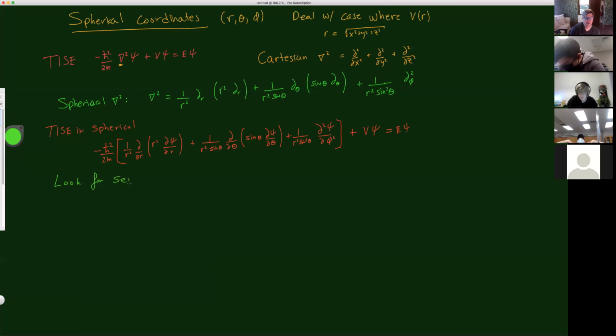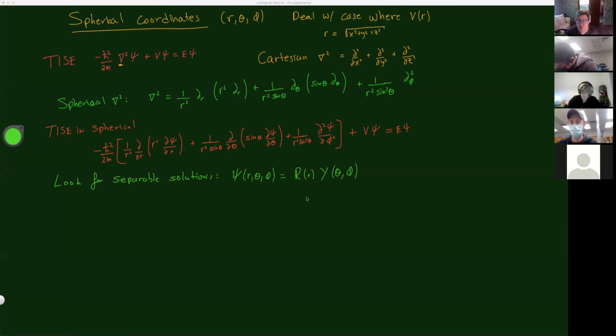So we're going to look for separable solutions. And that means psi of r, theta, phi equals big R of r. It's only a function of r. And we're going to use a function like this. It's called Y. You're going to see these are the spherical harmonics, but right now just think of it as a function of only theta and phi.